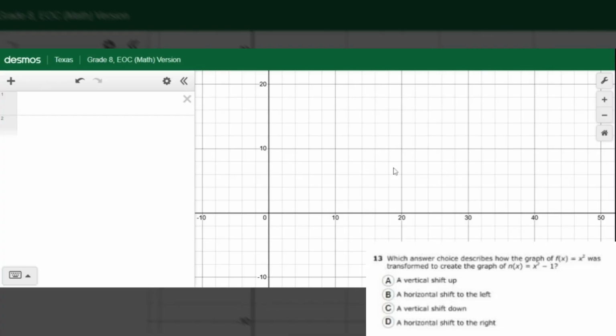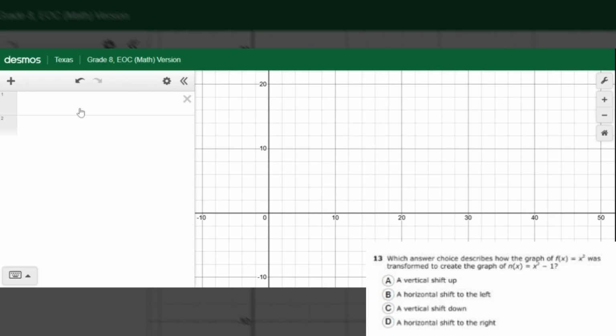Graphing quadratic function. Okay, number 13, which we just solved earlier. Which answer choice describes how the graph of f of x equals x squared was transformed to create the graph of n of x equals x squared minus 1? Okay, well, just graph both.